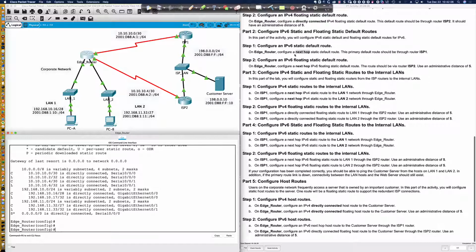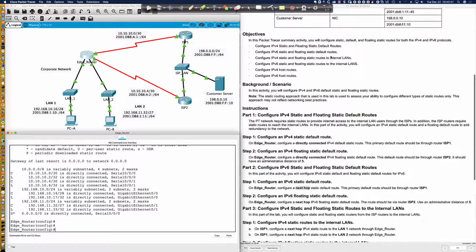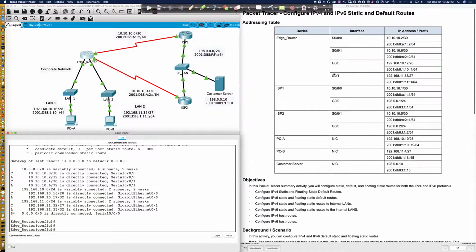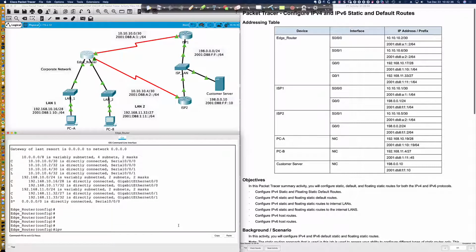So on the edge router, configure a next hop static default route. The primary default route should go through ISP1, which is right here. So what do I need for a next hop static default route? I need the next hop IP address. And you can see here, ISP1, their serial interface is the 2001:DB8:A11::64. So let's go ahead and say IPv6.